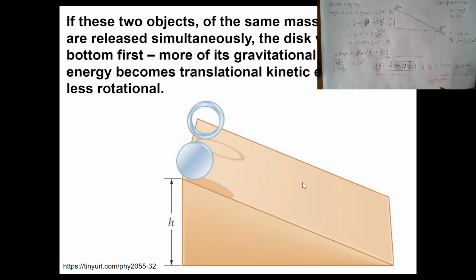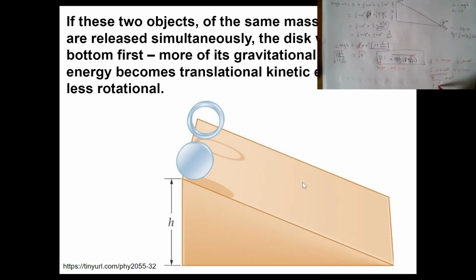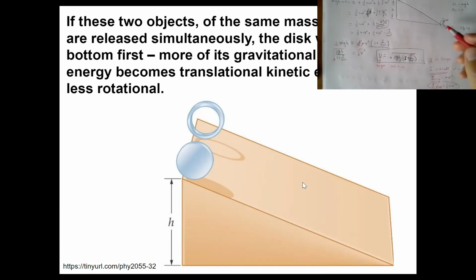Now compare a ring and a disk, which one has smaller moment of inertia? For the ring, I of the ring is equal to mr squared. I of a disk is 1/2 mr squared. So you can see the disk has smaller I. So then the velocity at the bottom of the slope is larger. That means the disk will reach the bottom first.